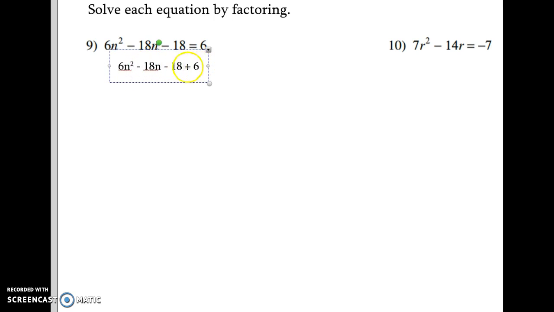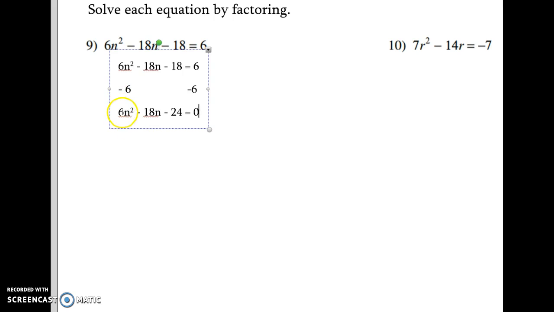Alright, so I rewrote the problem. The first thing we're going to do is set this equal to 0. So we'll subtract 6 from both sides. And we'll get 6n squared plus 18n. This doesn't change because those are not like terms with -6. But 18, which is negative, minus 6, that's -24. And that should be equal to 0.